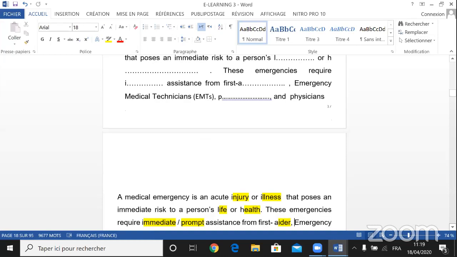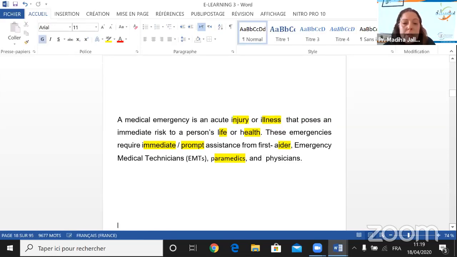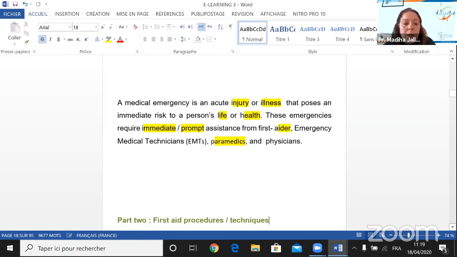A medical emergency is an acute injury or illness that poses an immediate risk to a person's life or health. These emergencies require immediate, and here I added the word prompt, so maybe I want you to learn the word prompt. Prompt assistance means immediate and quick assistance from a first aider, emergency medical technicians, paramedics, and physicians. Good.